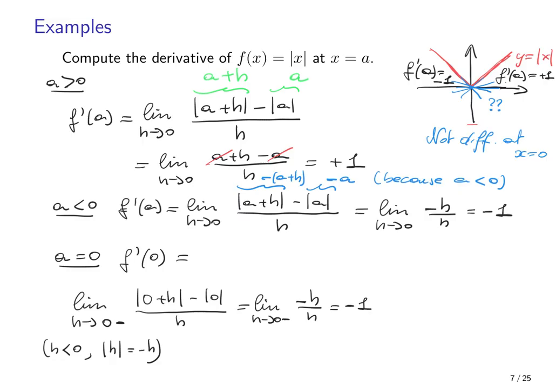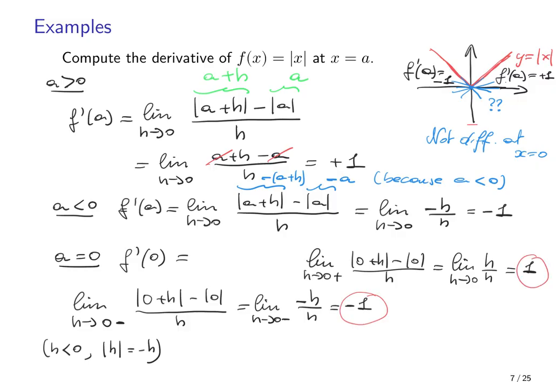On the other hand, if we compute the right limit, the limit as h goes to 0 from the right of 0 plus h minus absolute value of 0, divided by h. Now, h is definitely a positive number. The absolute value of a positive number is just that number, so it's just h. We are left with the limit of h divided by h as h goes to 0, and that is 1. And now note, those two limits are not the same, minus 1 and plus 1. So our two-sided limit does not exist.